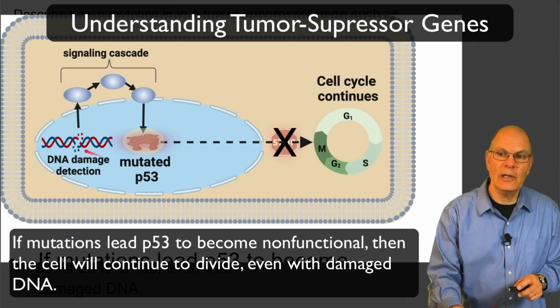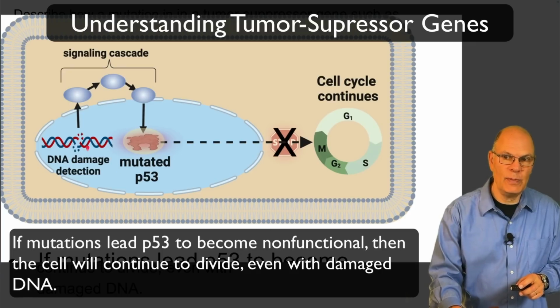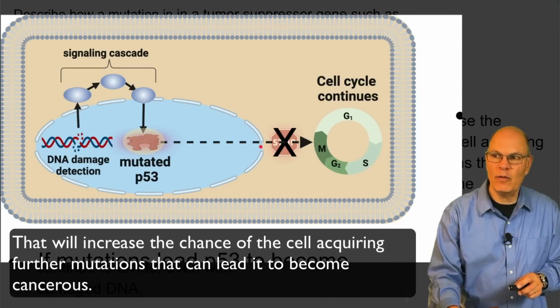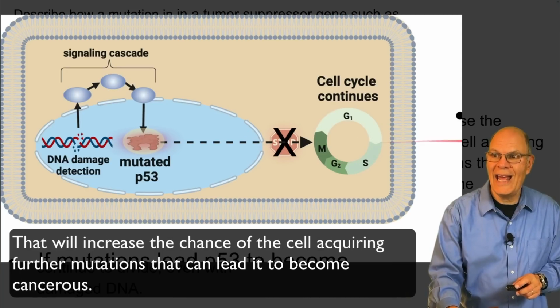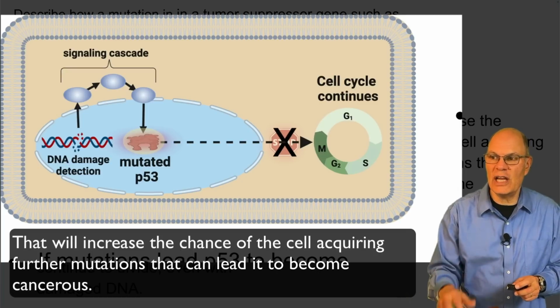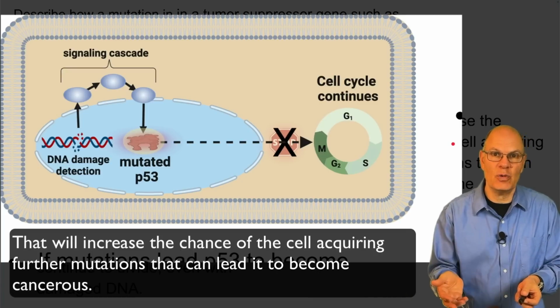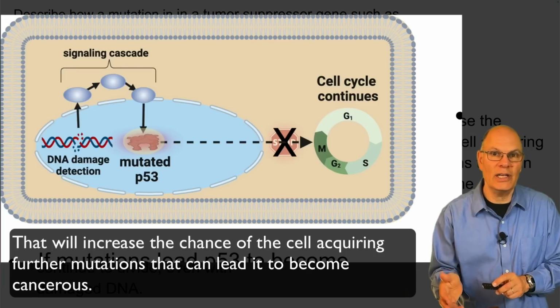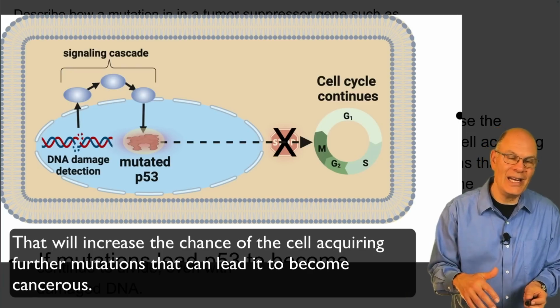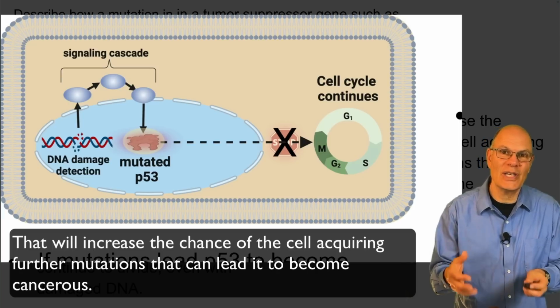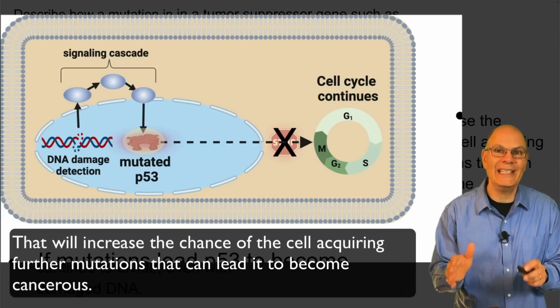If mutations lead p53 to become non-functional, then the cell will continue to divide even with damaged DNA. So here we have DNA damage, it's been detected, but p53 can't do anything about it. Therefore, there's no stop signal. The cell will continue to divide, and that'll increase the chance of the cell acquiring further mutations that can lead it to become cancerous. Again, dysregulation of a signaling cascade, dysregulation of a cell cycle repair mechanism leading to cancer.